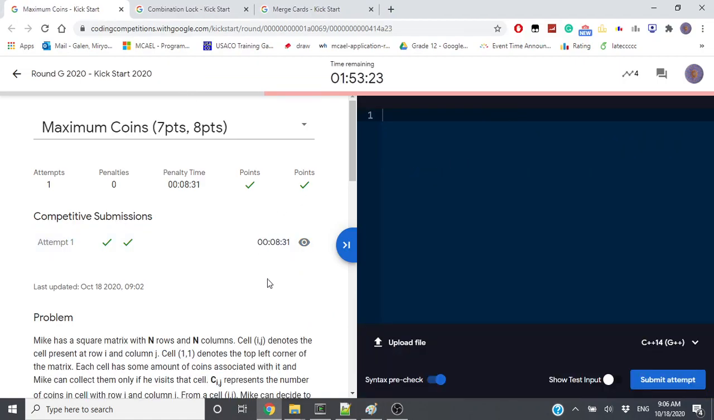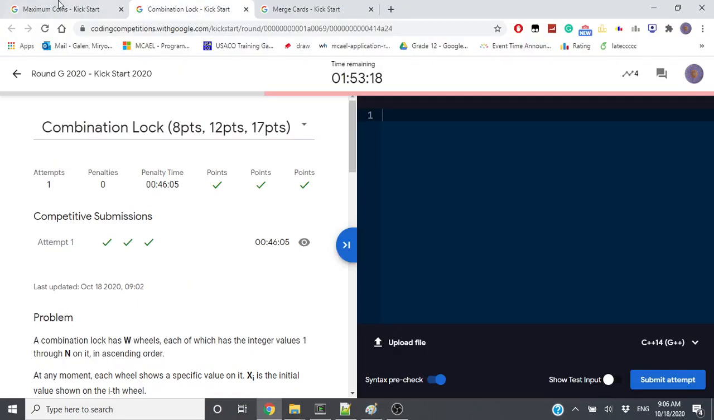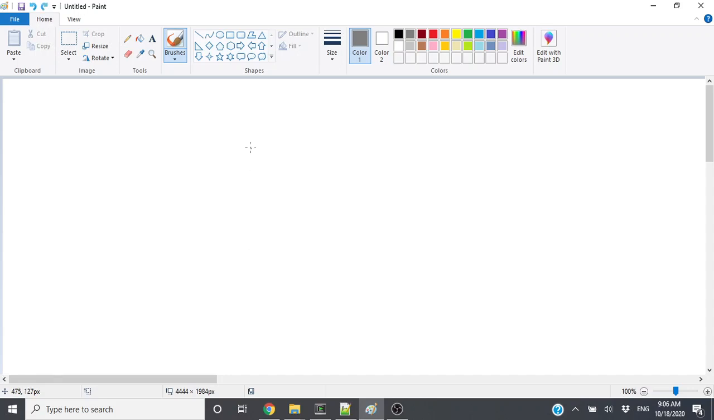Let me do the second, maximum coins. This one I found simpler, and combination lock I found the hardest. I'm not actually sure how people did it so quickly, but this one is fine.